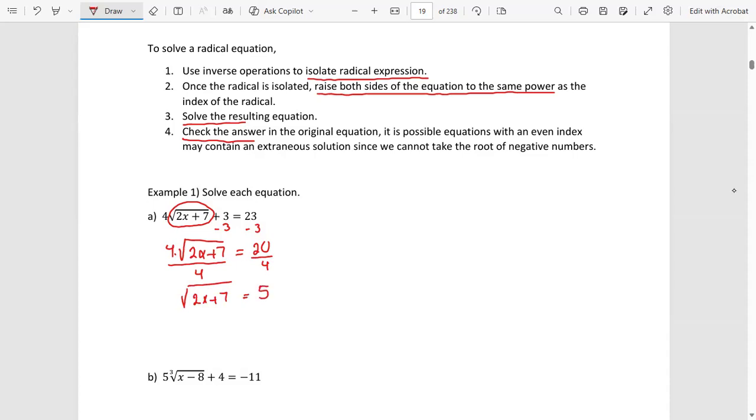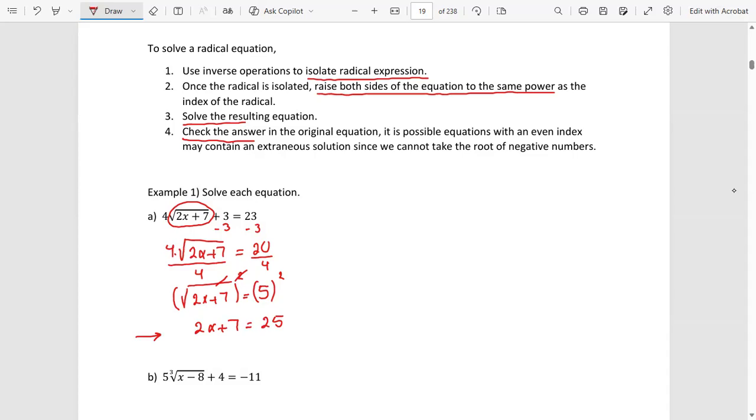The radical is isolated. Now, in step 2, we have to raise both sides of the equation to the same power as the index. This is a square root because there is no number for the index. If it's a square root, you need to raise both sides to the power of 2, left and right. Because power and radical cancel each other, we just have 2x plus 7 on the left. And on the right, 5 squared means 5 times 5, which is 25. That's the resulting equation.